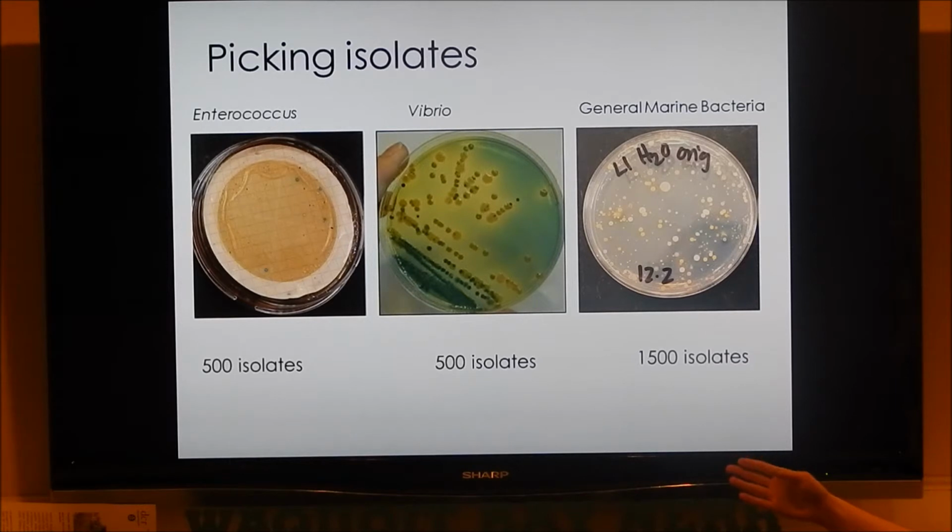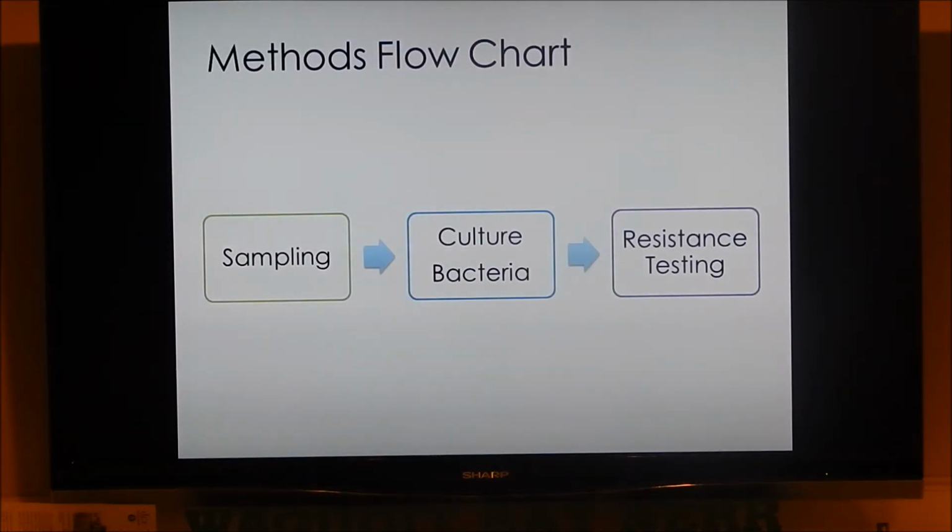So overall, I've collected a lot of these. There's about 500 for each of the Enterococcus and the Vibrio, and 1,500 for the heterotrophs. And these are all stored in a freezer, and then when I'm ready to test them all, I'll just pull them back out and start chugging away. So that's what we'll talk about next, the resistance testing.